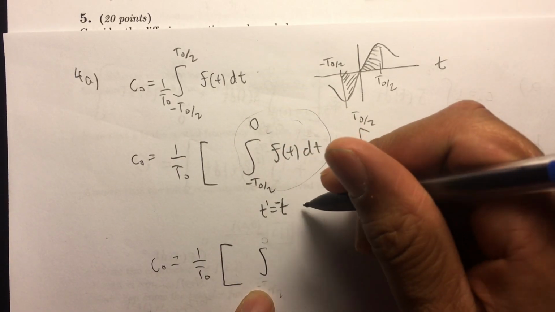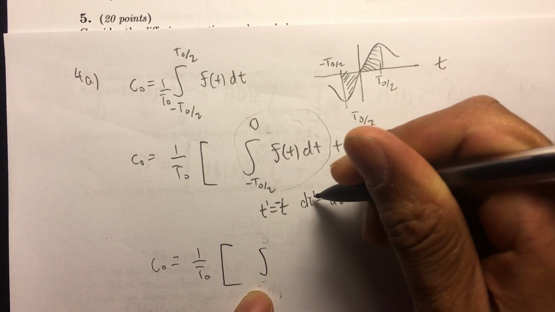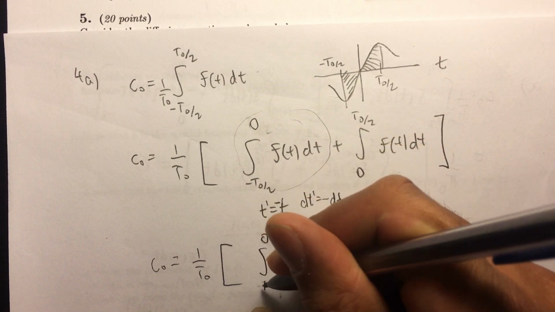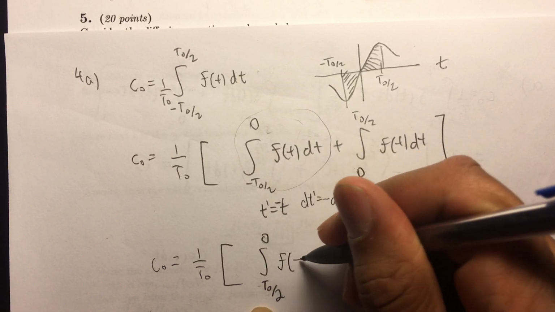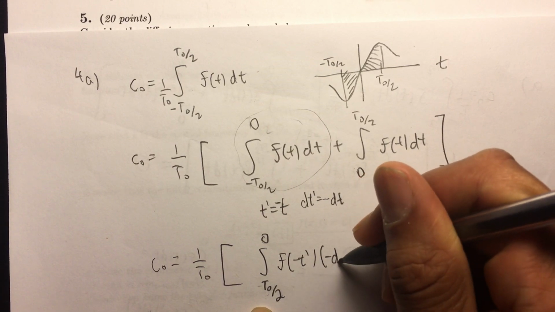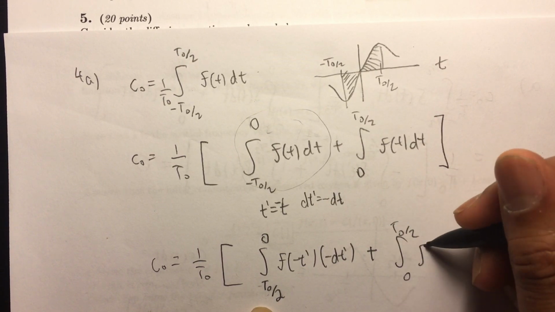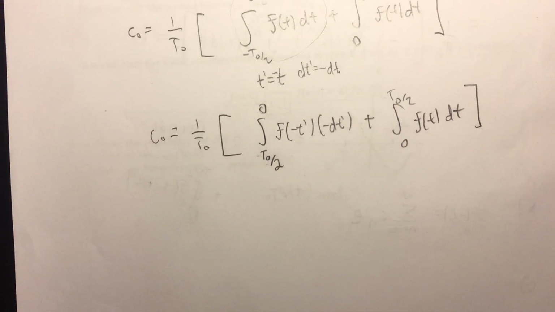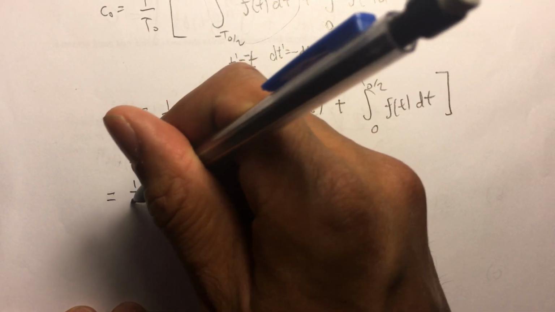Okay, t prime equals minus t, dt prime equals minus dt, and the limits have to change, right? So this stays 0, this becomes t naught over 2. Okay, f of minus t prime times minus dt prime plus integral from 0 to t naught over 2 f of t dt. Which is equal to 1 over t naught.